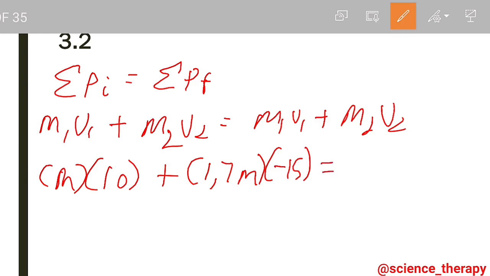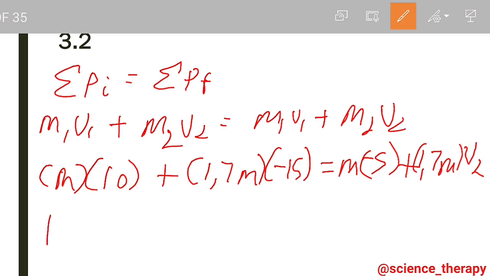Then here we have again m. And then what is the velocity? Finally, it's -5. Then plus 1.7 m. And then what is the velocity? We are looking for that velocity. So we have V2. Then what is m times 10? We have 10m. So now you don't have to worry about the m's there.